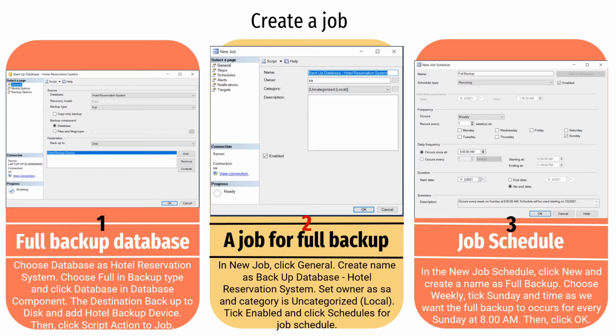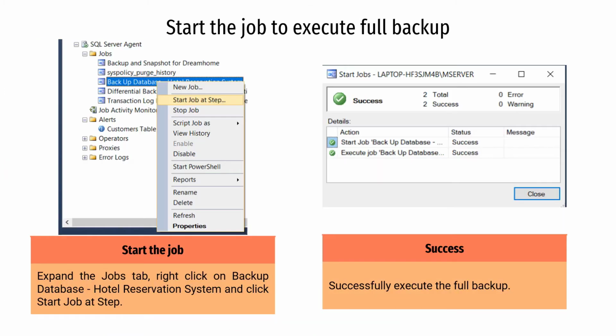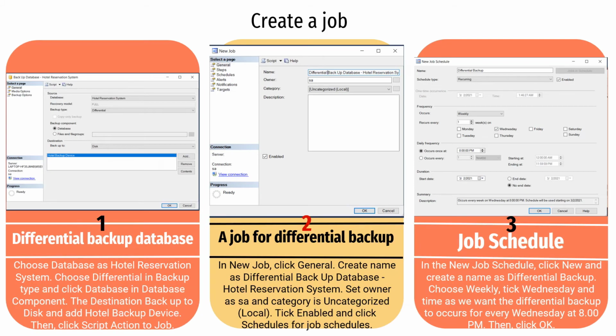In this new job, click general and create name as backup database hotel reservation system. Set owner as SA and category is uncategorized local. Click enable and click schedules for job schedules. In the new job schedule, click new and create a name as full backup. Choose weekly, tick Sunday, and time as we want the full backup to occur every Sunday at 8 a.m. Then click OK. To execute full backup, expand the Jobs tab, right-click on Backup Database Hotel Reservation System and click Start Job as tab. It successfully executed the full backup.